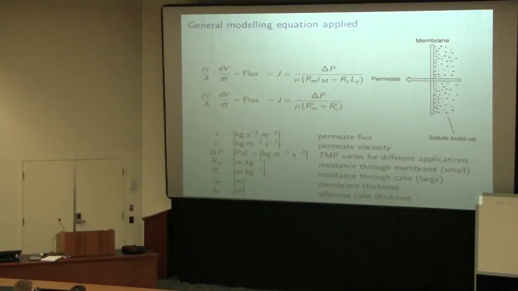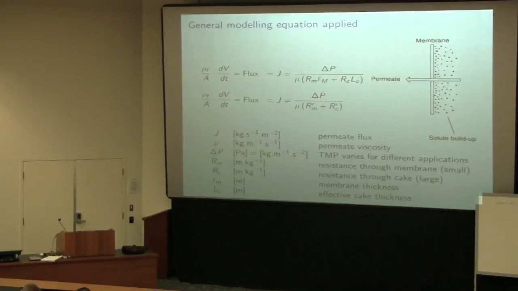So if I had an absolutely clean membrane with no solute buildup, this term, the resistance due to the cake, the subscript C refers to the cake buildup, would be zero on a pure clean membrane with pure feed. It will be building up once we're at steady state. That resistance term there, RC, is the resistance due to the cake buildup.